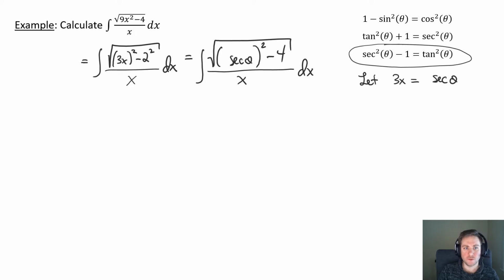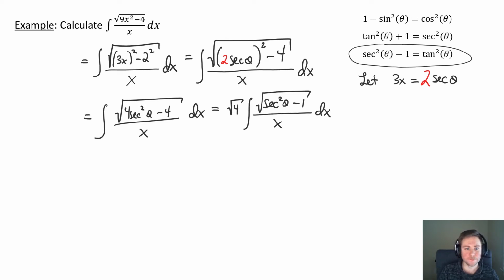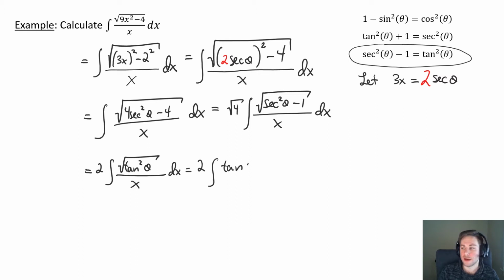So instead, we'll let 3x equal 2 secant theta, and the reason for that is because this 2 would then also get squared to become 4, and that puts us in a position where the 4 can be factored out, which would leave us with the secant squared minus 1 that we wanted. After that, we can go ahead and apply our trig identity to get tan squared theta under the square root. And with that, we can now cancel out our square roots.